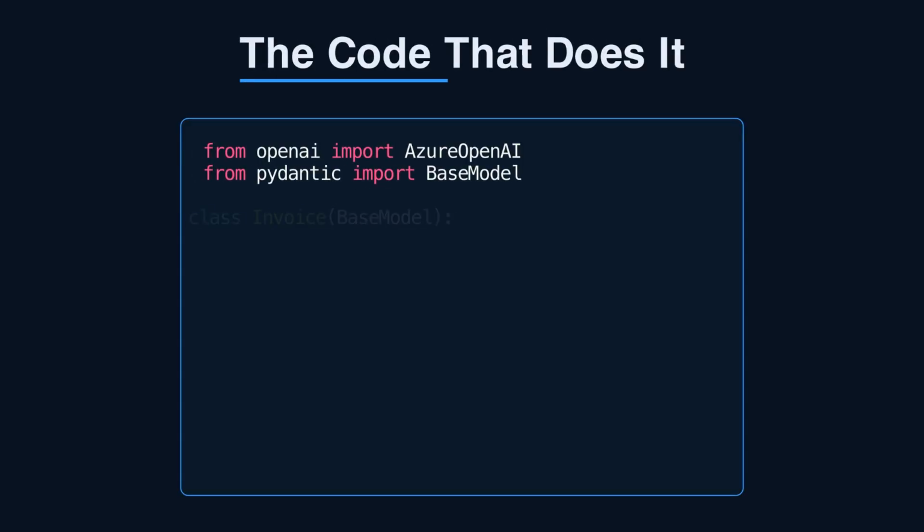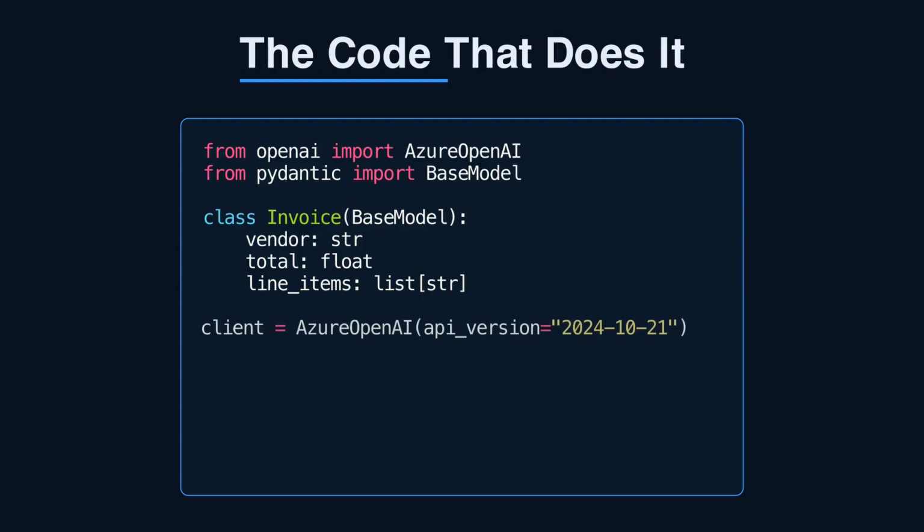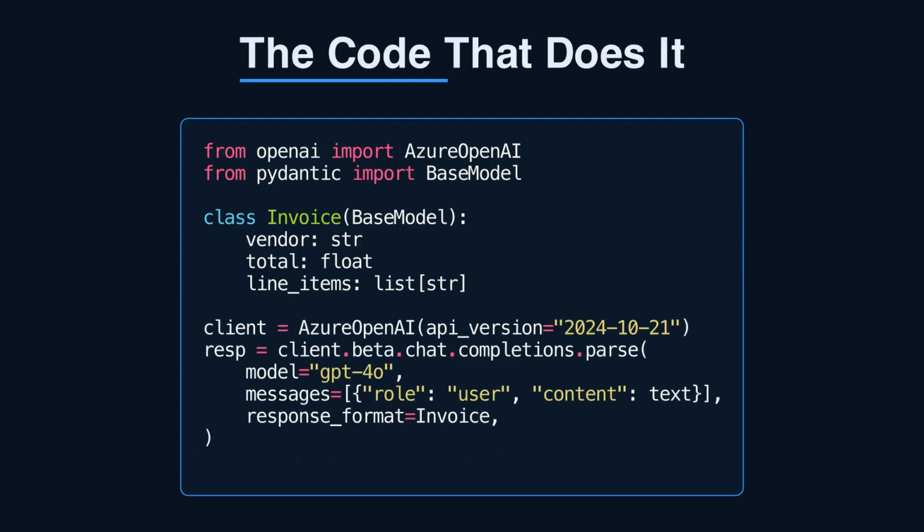Now the payoff. You define your shape as a normal Pydantic model with typed fields. Then instead of the usual create call, you use the beta.chat.completions.parse method and pass the class itself as the response format. The SDK converts your model to a strict JSON schema, sends it, and gives you back a parsed attribute that is already an instance of your class. No json.loads, no try except around malformed text. Notice we use Azure Managed Identity here through a token provider rather than a raw key. From this point, your invoice object is just a typed Python object you can pass downstream.